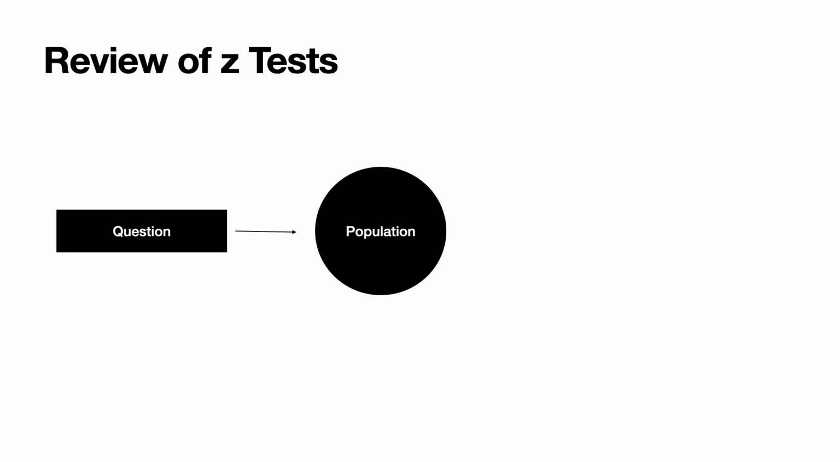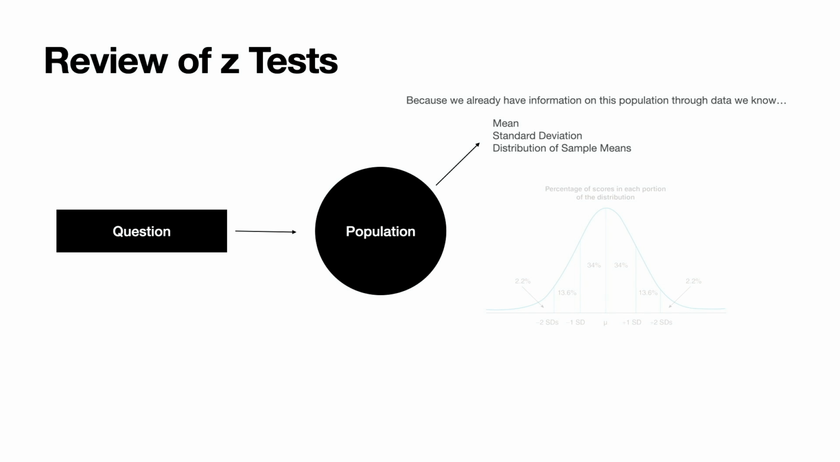In the class, we've been talking about different populations, and we come up with a question, some sort of factor or some sort of intervention. We want to know if that makes a difference with people like the people that we're looking at, people in the population. So we have that question, and we're wondering how that impacts the population. Now, because we're using standardized tests, remember we're talking about z-tests, we know the mean, standard deviation, and the distribution of sample means of everybody that has already taken that standardized test. So therefore, we have this nice standard bell-shaped curve.